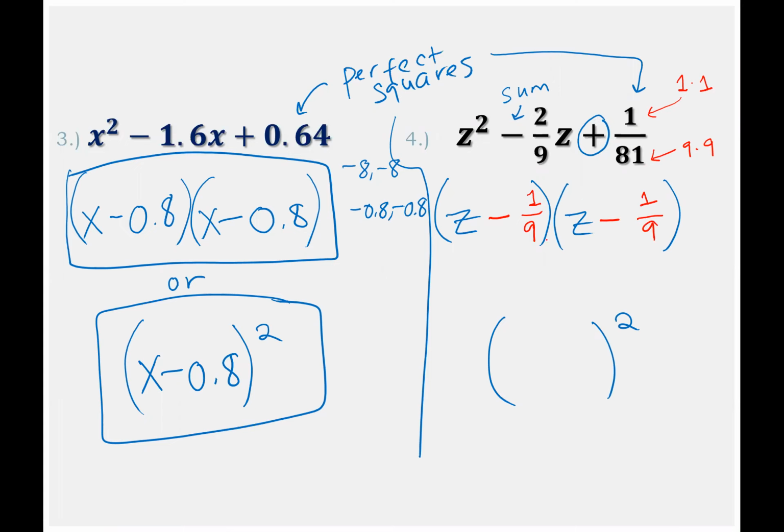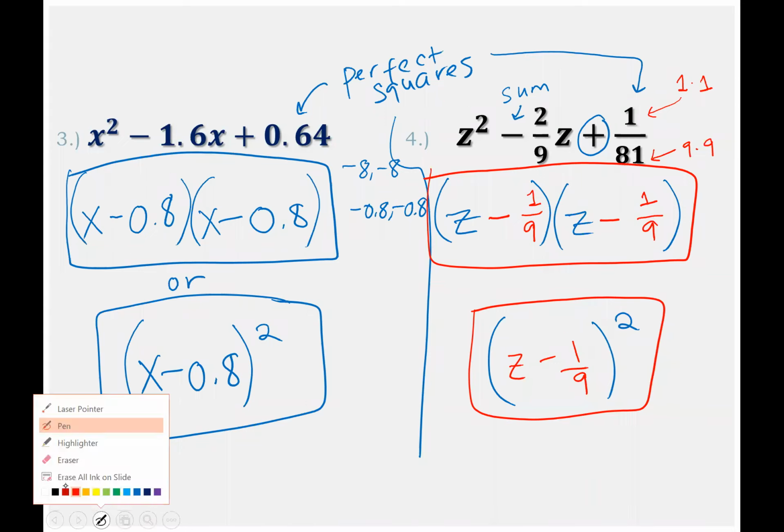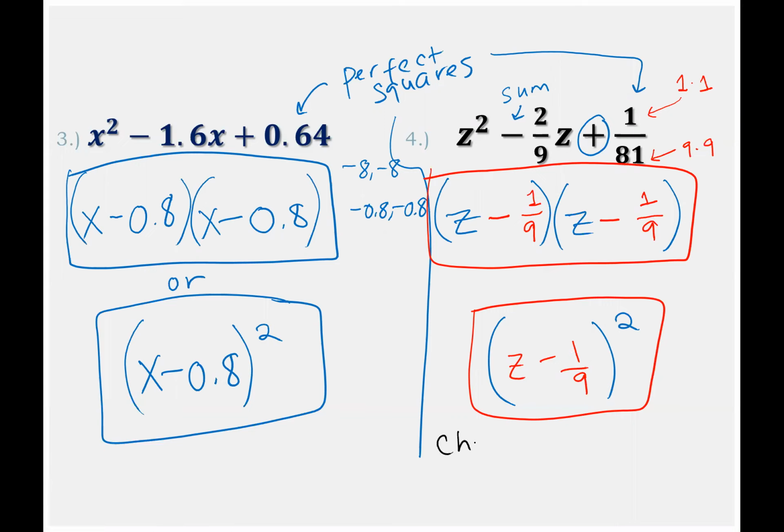Okay, so negative 1/9 times negative 1/9 is positive 1 over 81. If I multiply across, negative times negative is positive, 1 times 1, 9 times 9, it works out. And then if I FOIL, the sum of my outside and inside terms, negative 1/9 plus negative 1/9, is negative 2/9. So I'm going to write my answer in this other form. And I will show you the check for this one as well. You could write z minus 1/9 times z minus 1/9, or you can write z minus 1/9 squared. And I will check this one using FOIL.